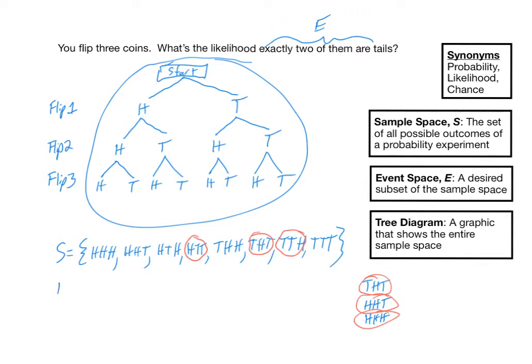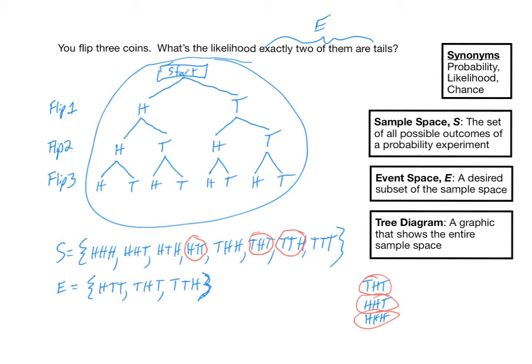So our event space here is equal to heads, tails, tails, tails, heads, tails, and tails, tails, heads. There is no order in these sets, so you could put them in a different order. It doesn't matter. It would mean the same thing. Our sample space is this. Our event space is this. We can now answer what's the likelihood or the probability of getting exactly 2 tails.